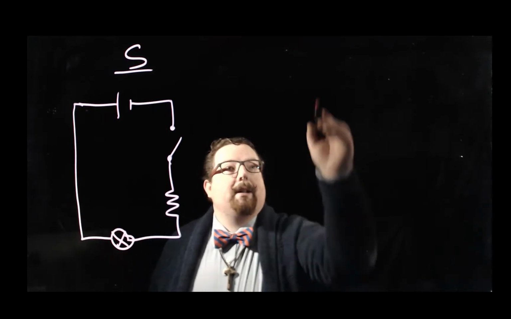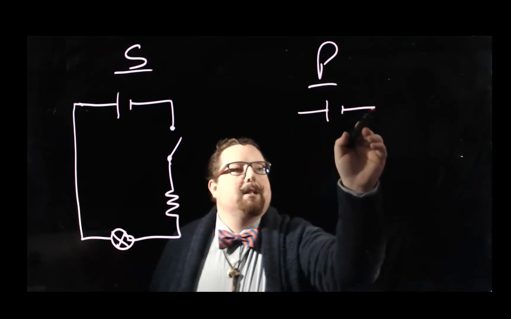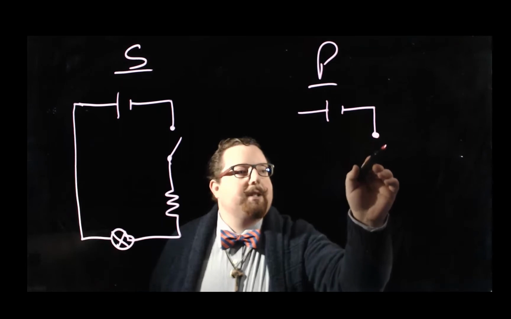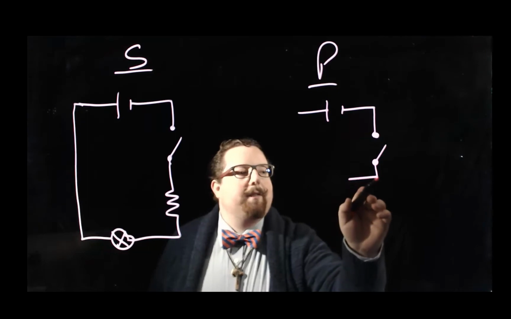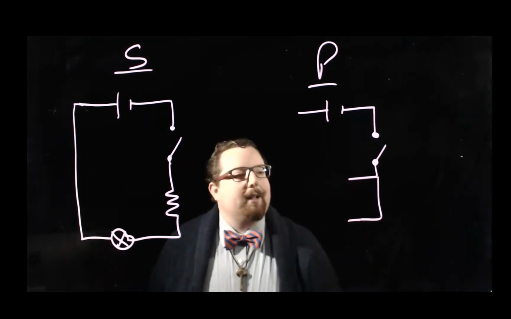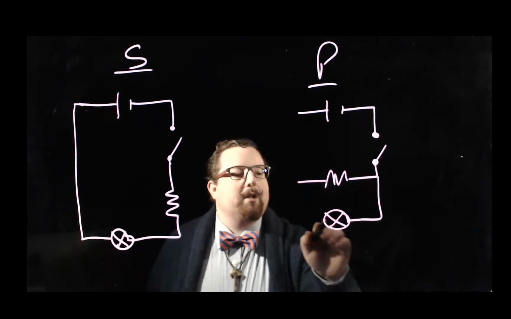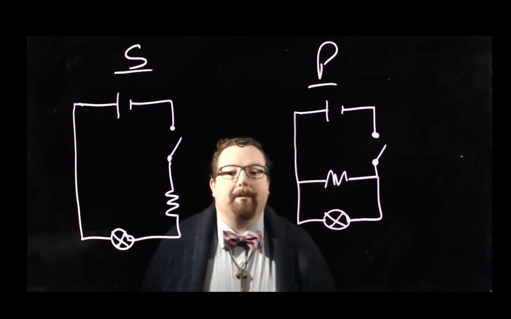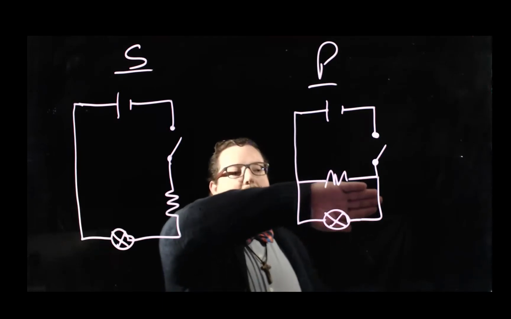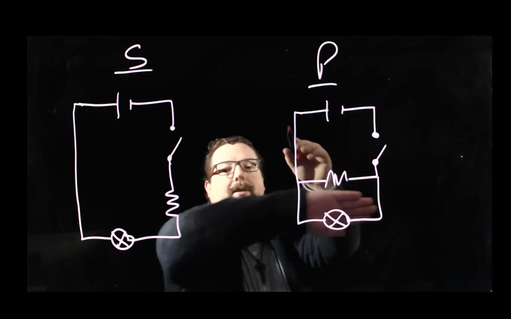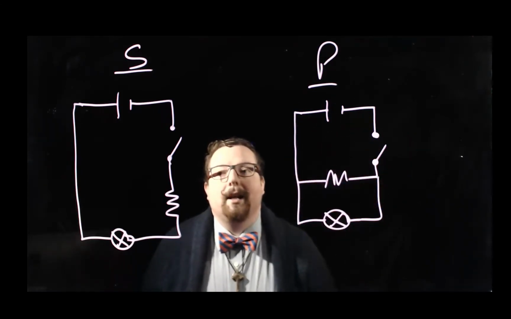If we want to do that in parallel, we could start out the same way. Here's our battery. Maybe put a switch here still. But you'd want a branch coming off this way and a branch coming off this way. Let's put the resistor on this branch and the light bulb on this branch. And there you go. So this one's parallel because if we cover up the bottom part, say our light bulb goes out, the electricity can still flow through the top. Or if our resistor goes out, we can still have electricity going this way, as long as the switch is closed, of course.